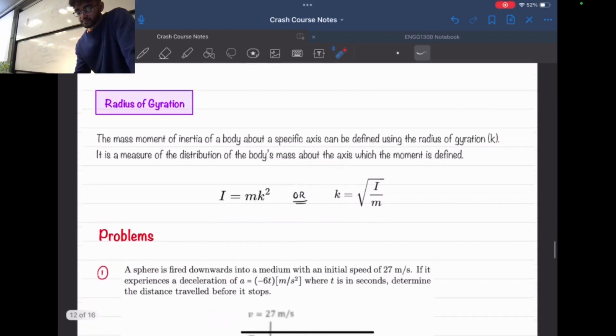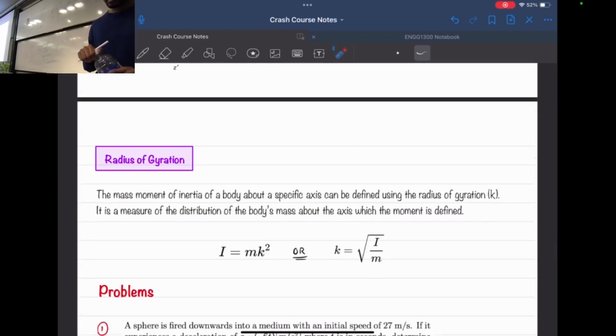Okay. And there's two formulas. I is equal to mk squared, or sometimes they tell you to find what k is, so you're going to be square rooting I over m. Okay.